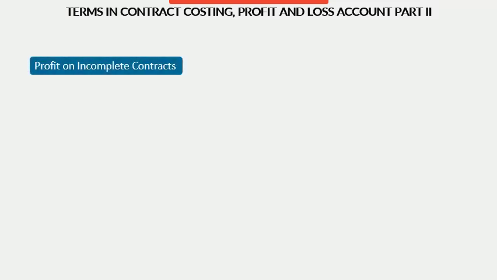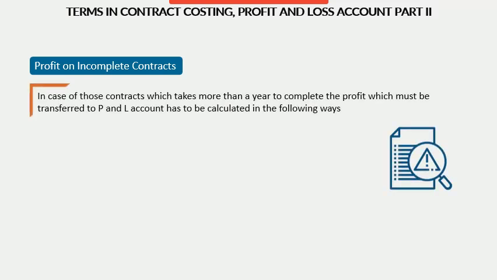Let us understand how profit is determined on incomplete contracts. In the case of those contracts which take more than a year to complete, the profit which must be transferred to the P&L account has to be calculated in the following ways.